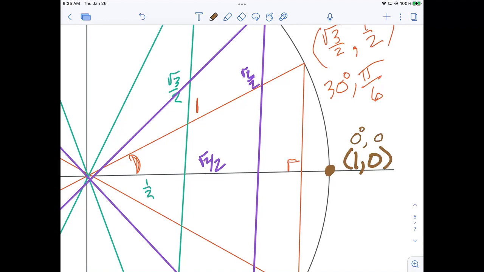So what's the reciprocal of 1? 1. What's the reciprocal of negative 1? Negative 1. What's the reciprocal of the square root of 2 over 2? Just the square root of 2. Very good. What would the cosecant of 0 be?